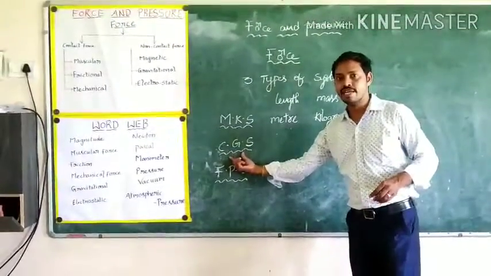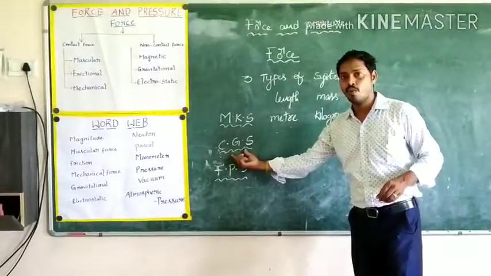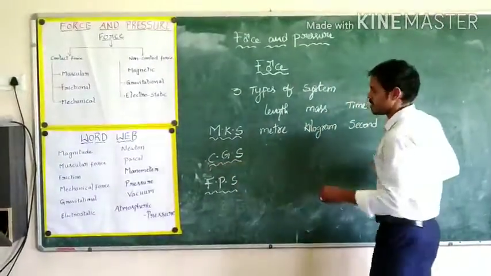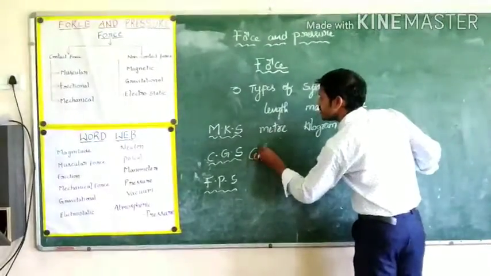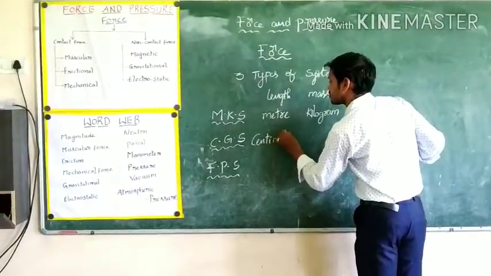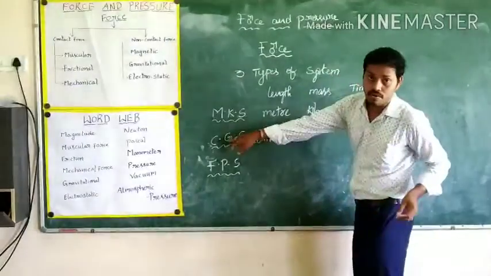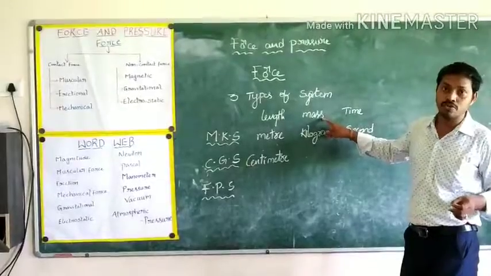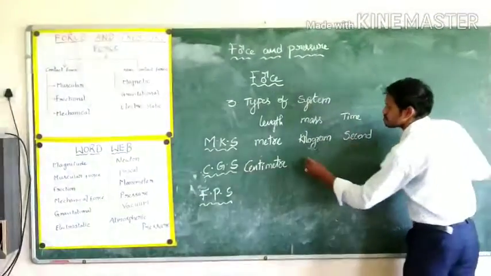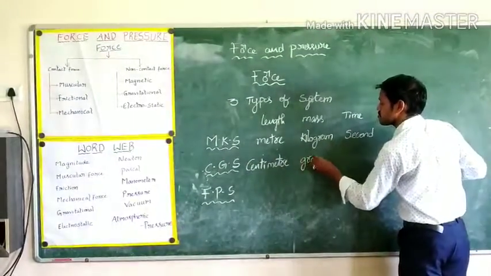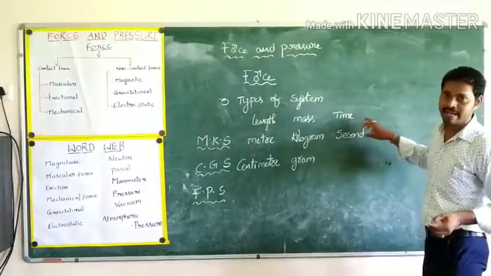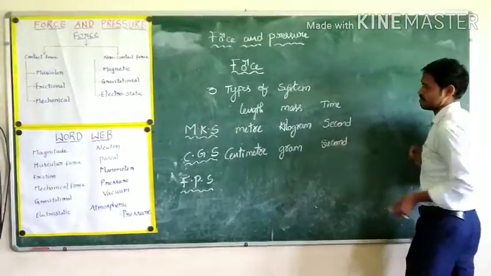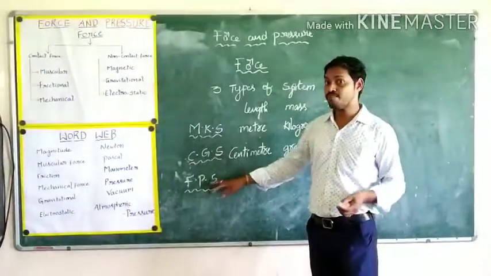Now in CGS system, what is the unit for length? Here C means centimeter. What is meant by G? G means gram. Yes, grams are used to measure mass. What is the unit for time? The unit of time is nothing but second.